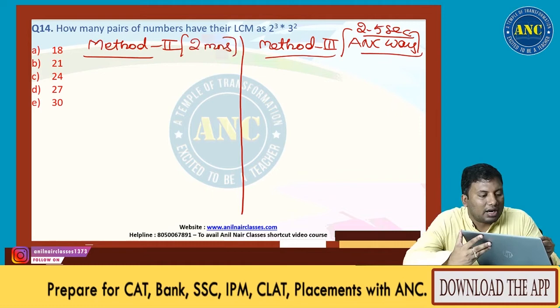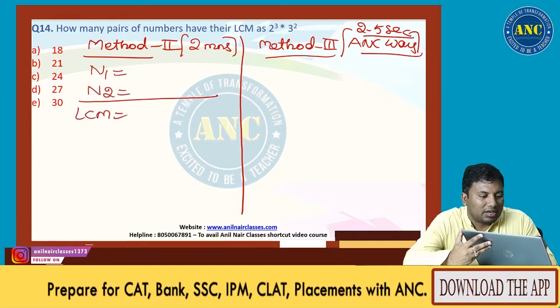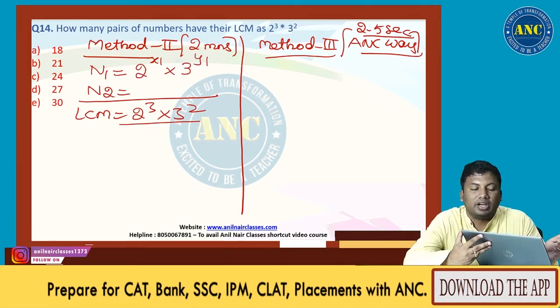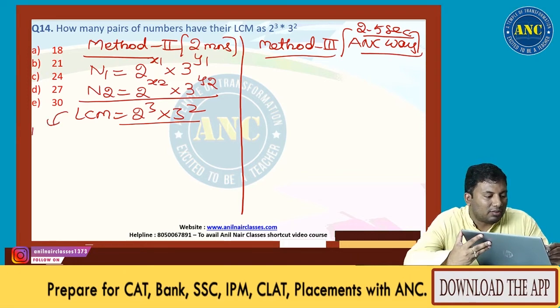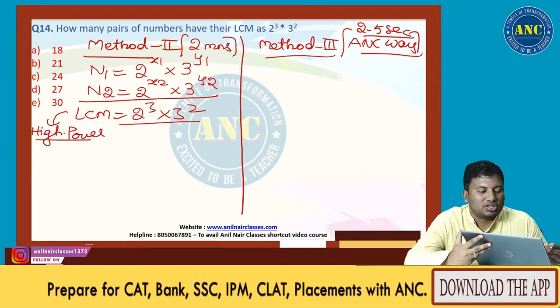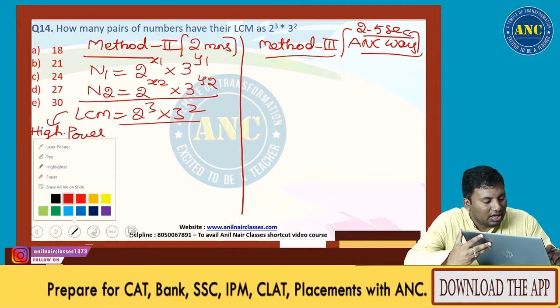First I will go. We do not know the number, we do not know the other number, but we know that the LCM of these numbers is 2 power 3 into 3 square. Since the answer contains 2 and 3, N1 should contain 2 and 3: 2 power x1 into 3 power y1. The answer contains 2 and 3, so N2 also should contain 2 and 3: 2 power x2 into 3 power y2. LCM is nothing but the highest power. LCM always takes the highest power.